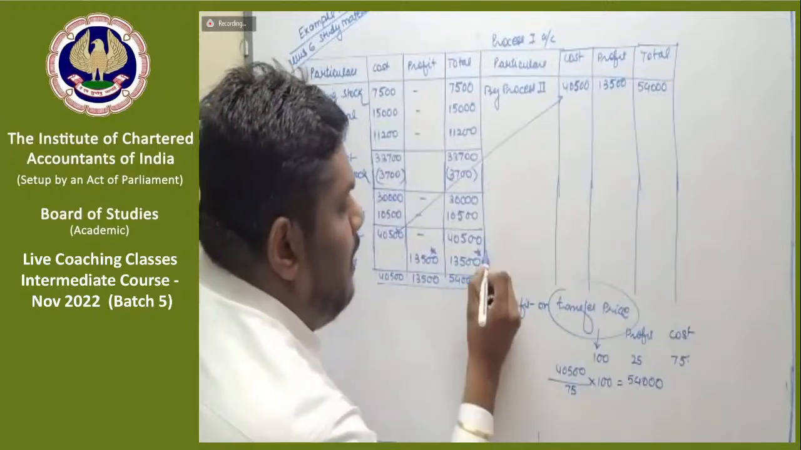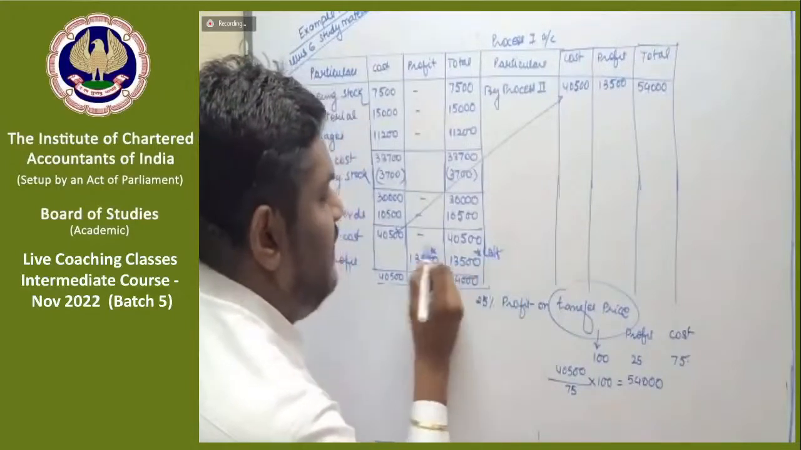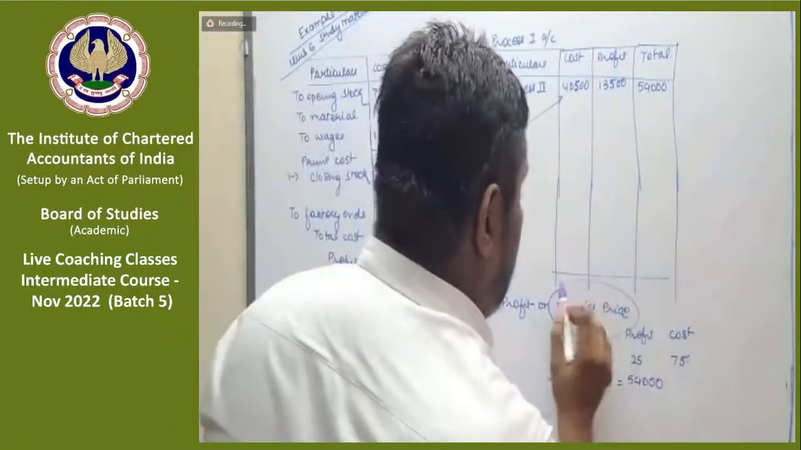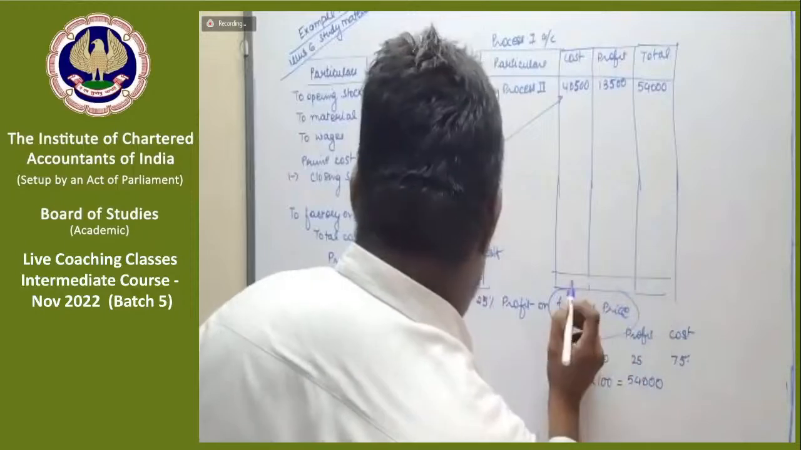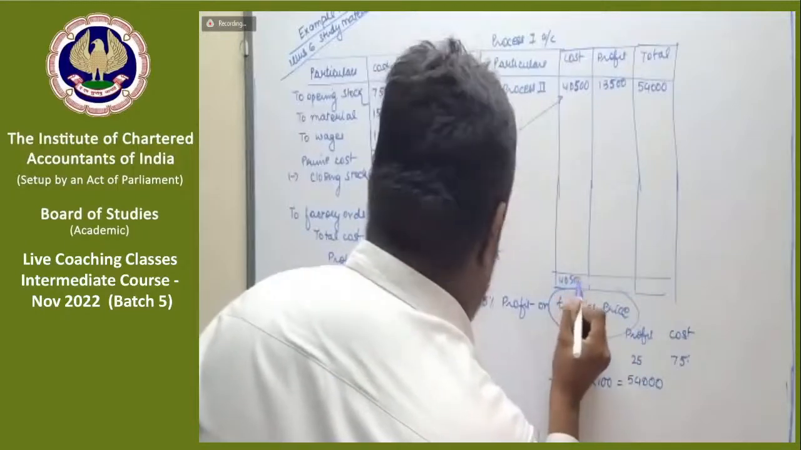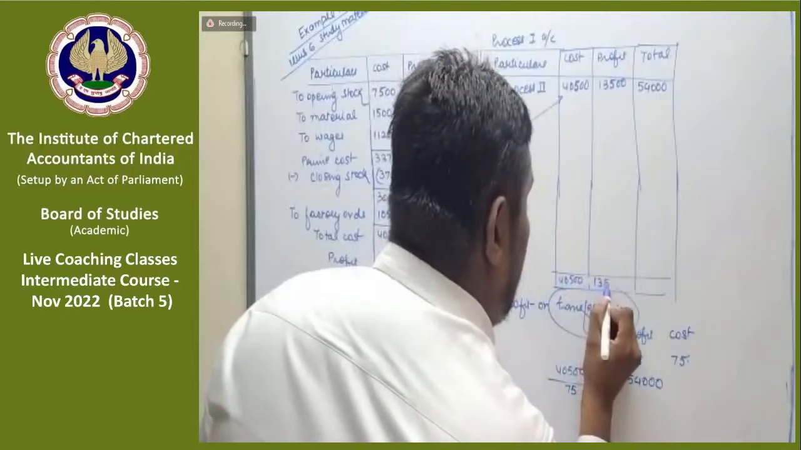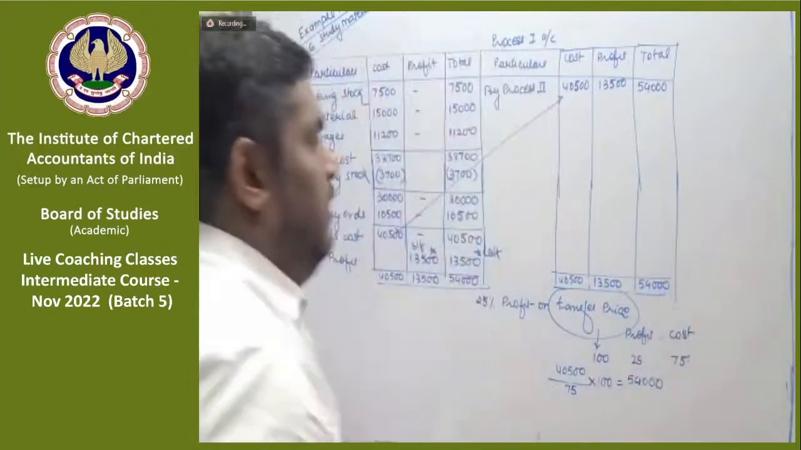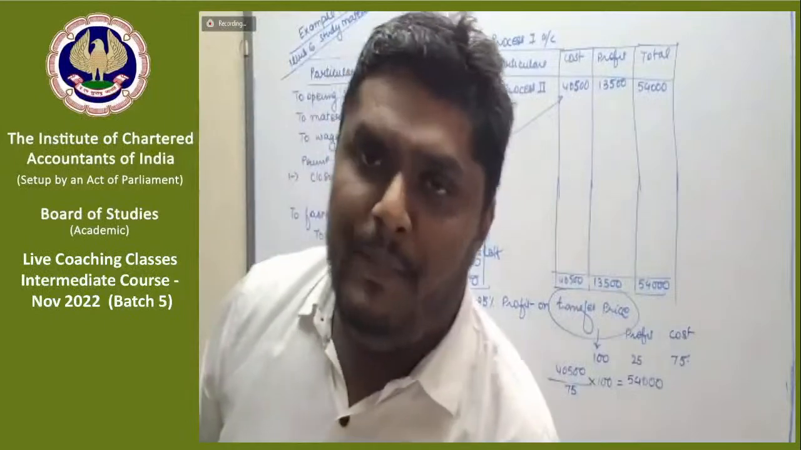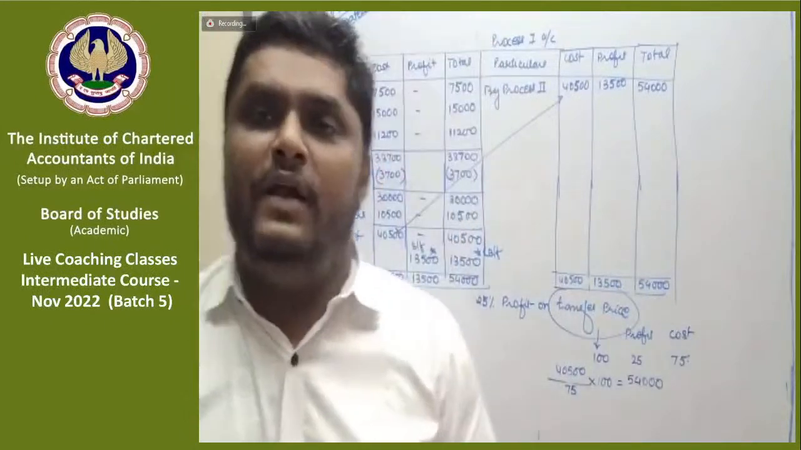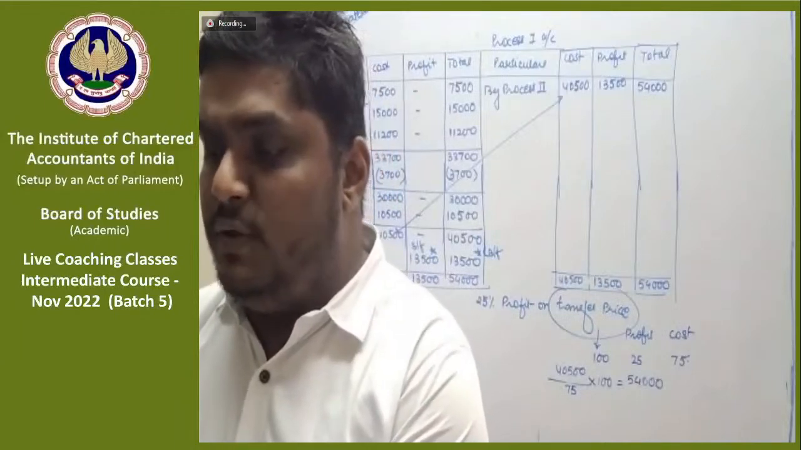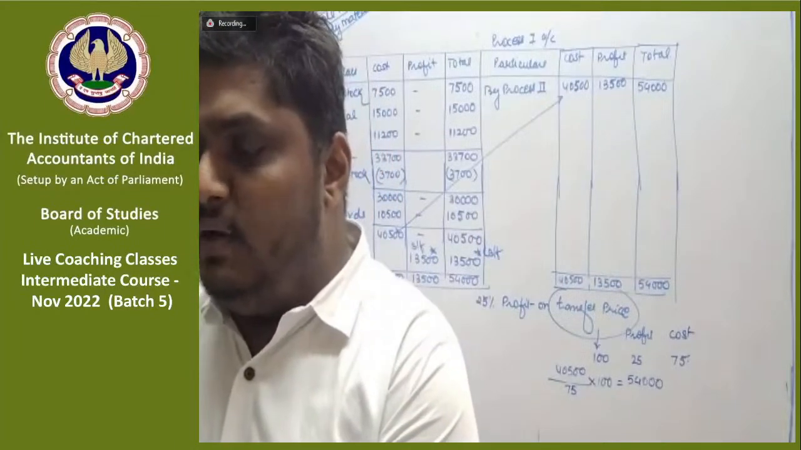This represents the balancing figure. So this is how process first account is prepared, wherein the profit is involved when the output is transferred to the next process. So if you guys have any doubts, you guys can ask me.